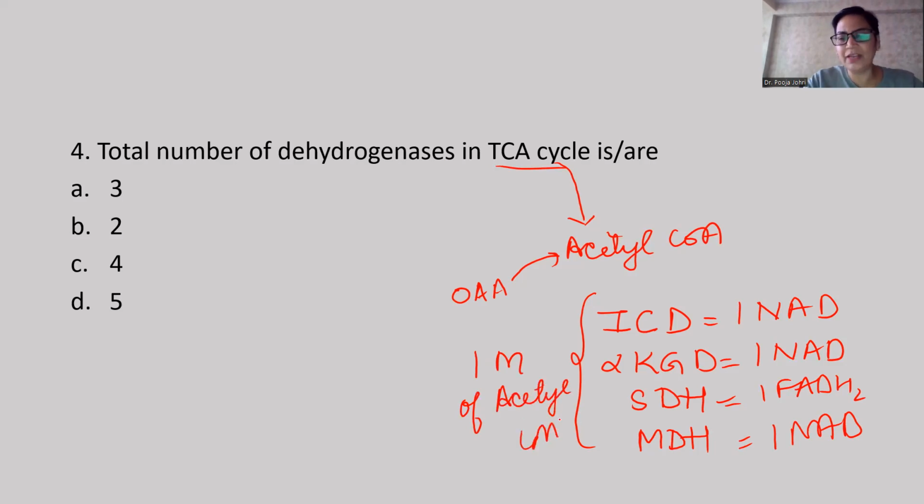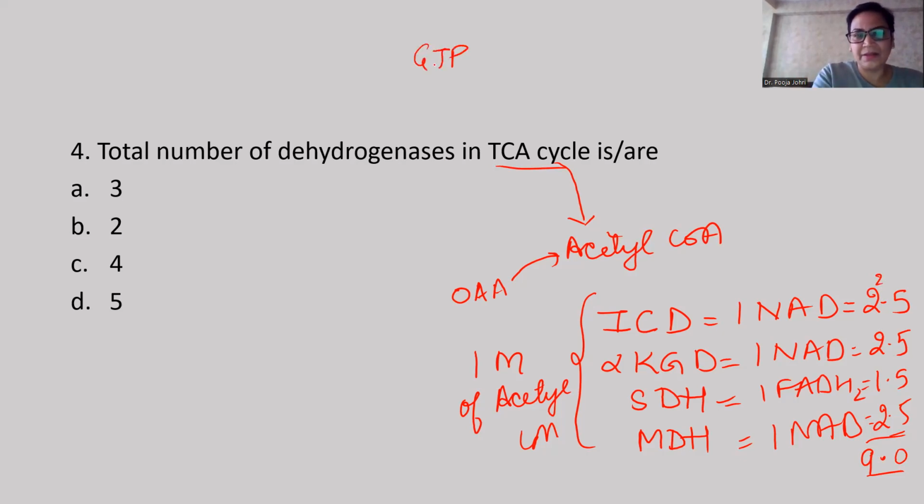Now just calculate. One molecule of NADH on oxidation is giving 2.5 ATP. So it will be 2.5, 2.5, FADH2 gives 1.5, NADH again 2.5. It comes out to be 9. Right? Now you must be confused that in TCA cycle, 10 ATP are generated, isn't it? Now that last ATP comes from GTP. So here they are asking only about dehydrogenases, and there the enzyme is succinate thiokinase.